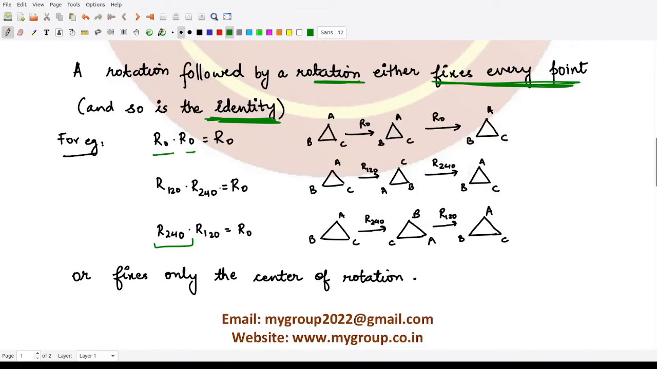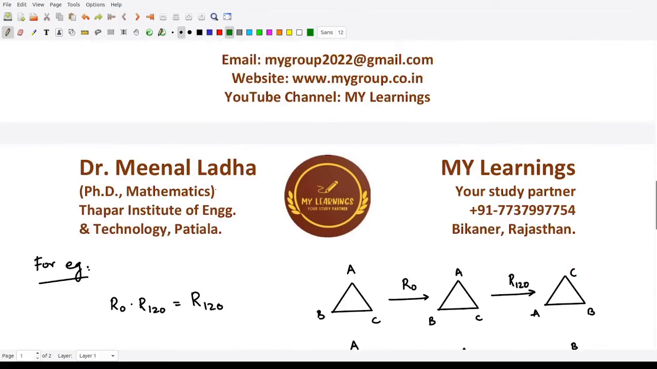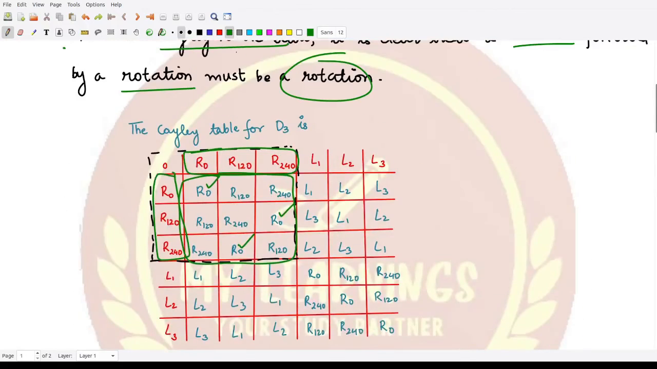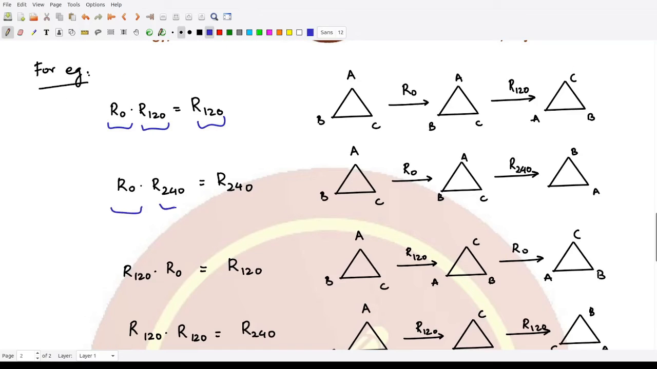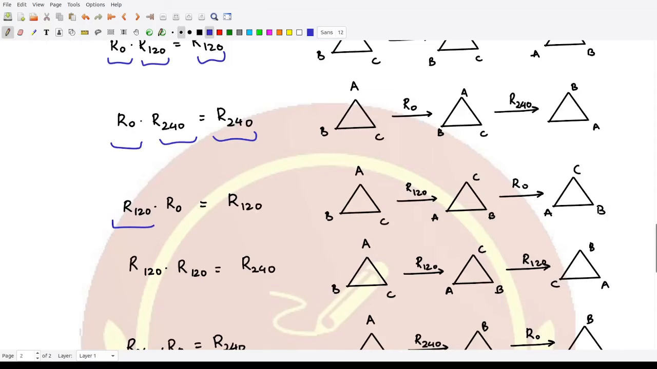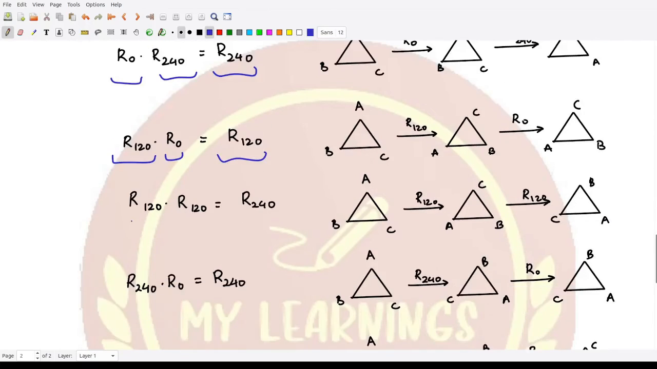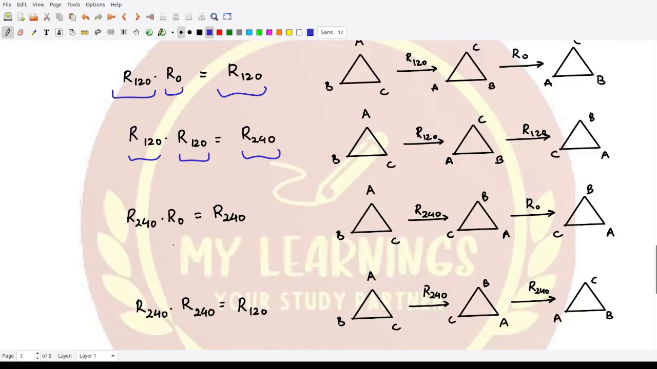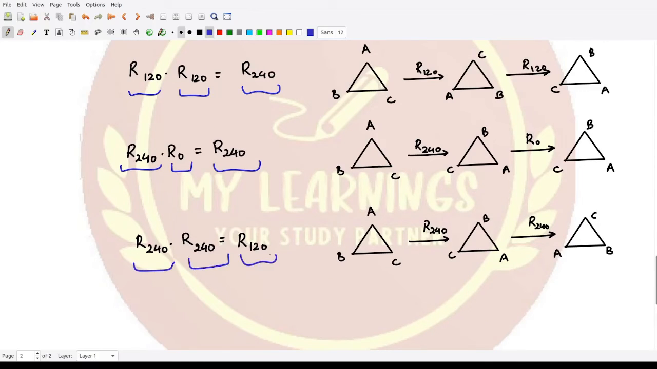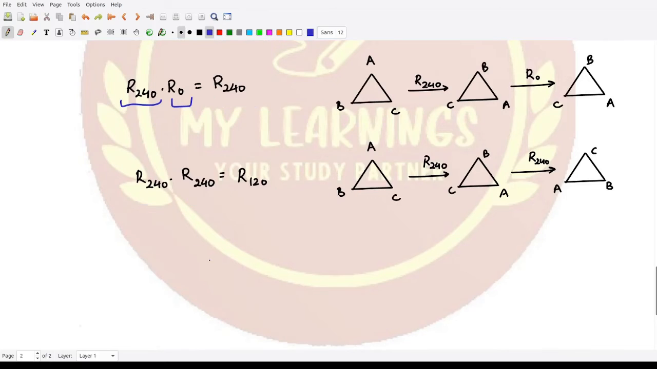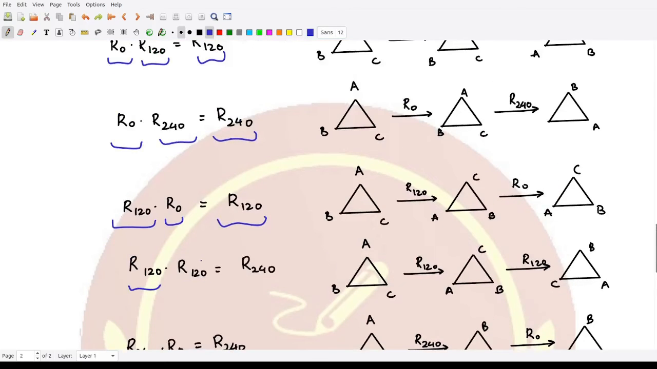For the next case, let's take different rotations, right? In order to discuss the remaining cases, let's have a look at these results. Suppose we are taking R0 with R120, the result would be R120. R0 with R240, the result would be R240. R120 with R0 would be R120. R120 with R120 would be R240. R240 with R0 is R240. R240 with R240 is R120, correct? So these are the results here. Let's have a geometrical look at all these results.